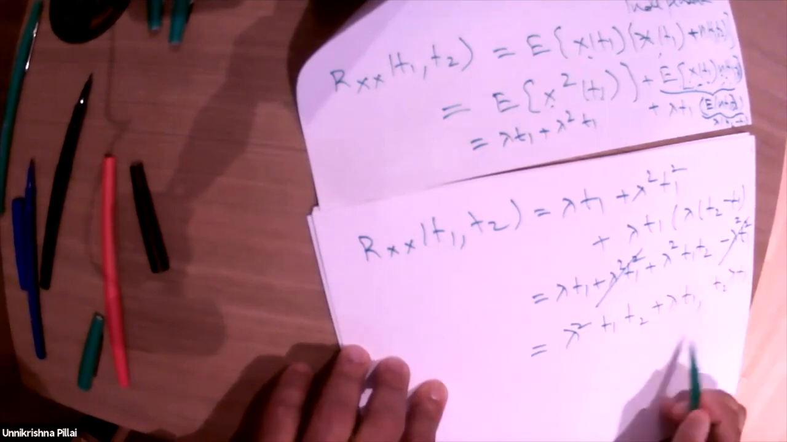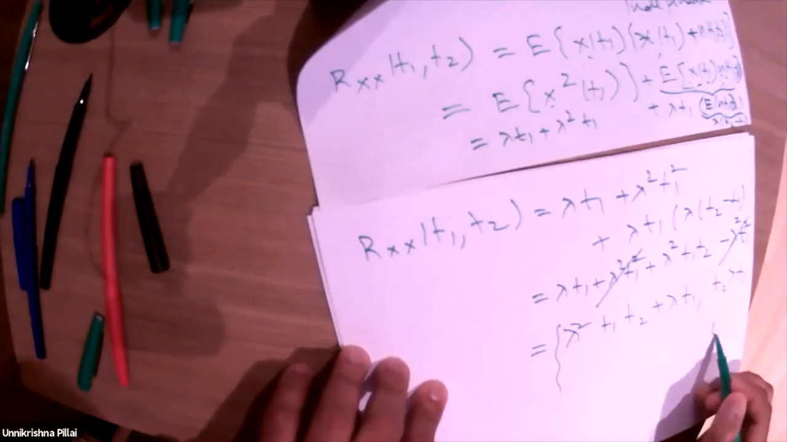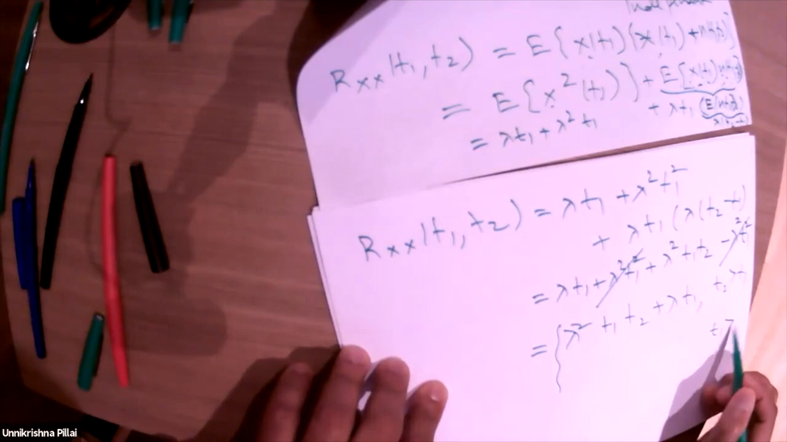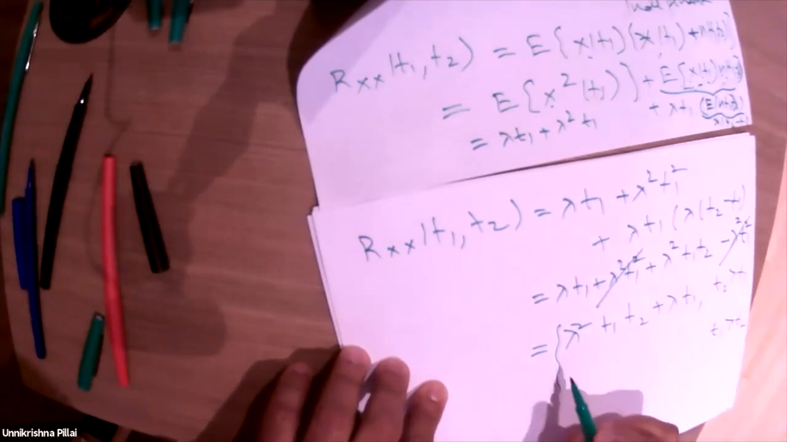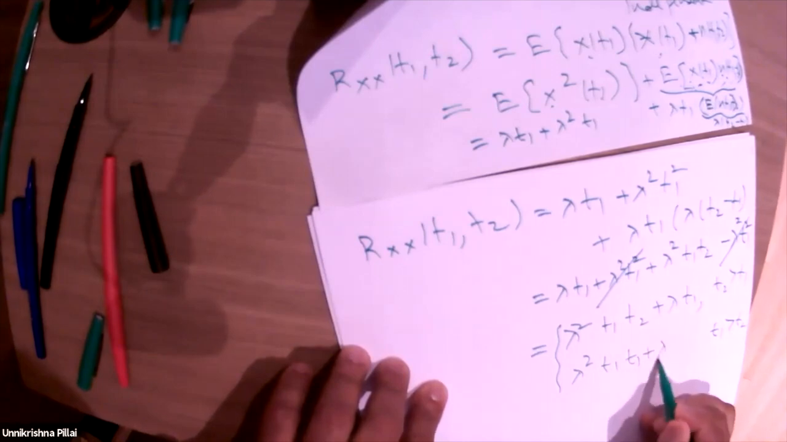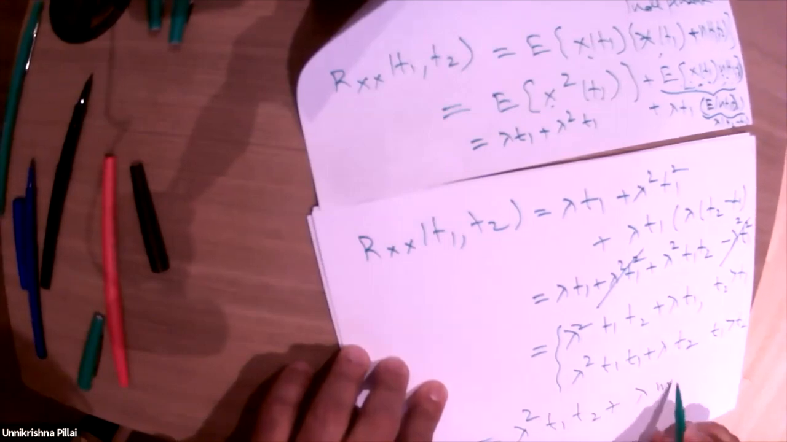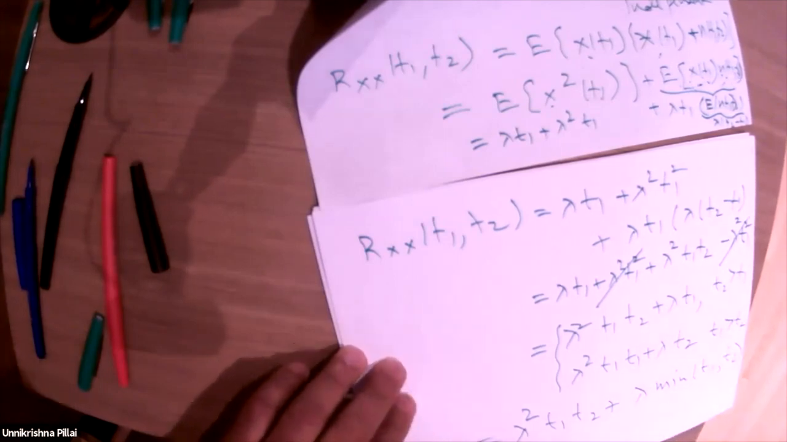So look at our picture. This is with T2 greater than T1. If we had T1 greater than T2, all this will get reversed. So this will be T2 T1, which is the same as this. This will be lambda T2. So if you want, you can write this as... so that's the autocorrelation function of a Poisson process.